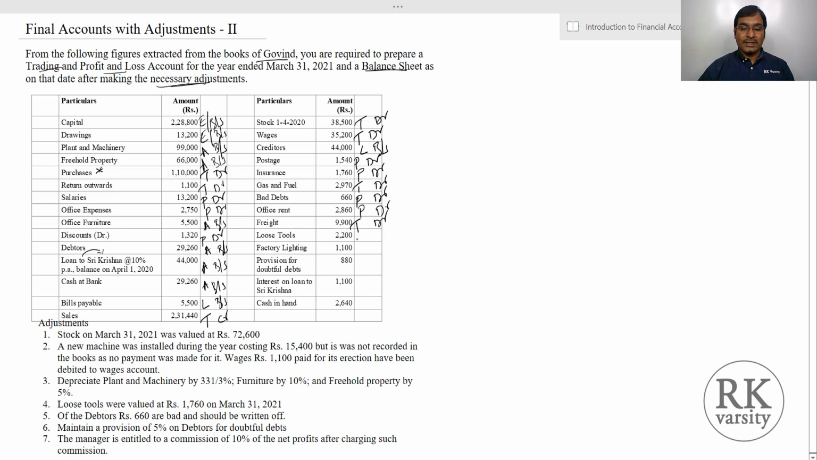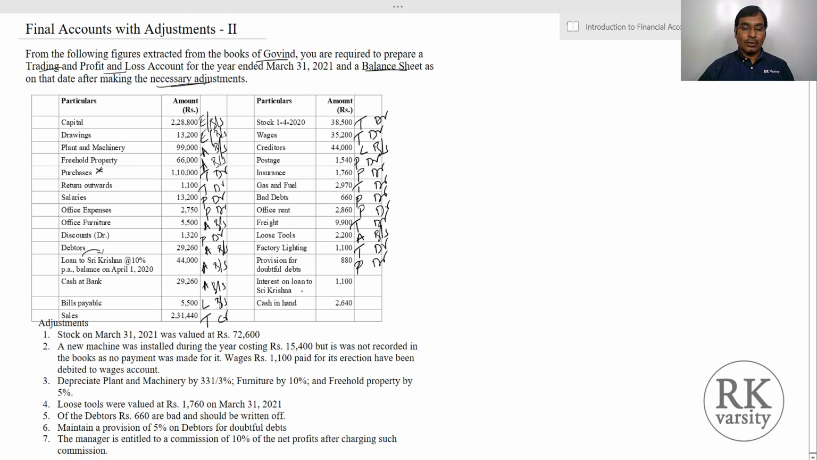Loose tools is an asset and this appears in the balance sheet. Factory lighting is a direct expense, so trading account debit side. Provision for doubtful debts, so you have to create a provision. If there is no adjustment, this will directly appear in the balance sheet. If there is an adjustment, that is a new provision has to be created, then we show it in the profit and loss account debit side.